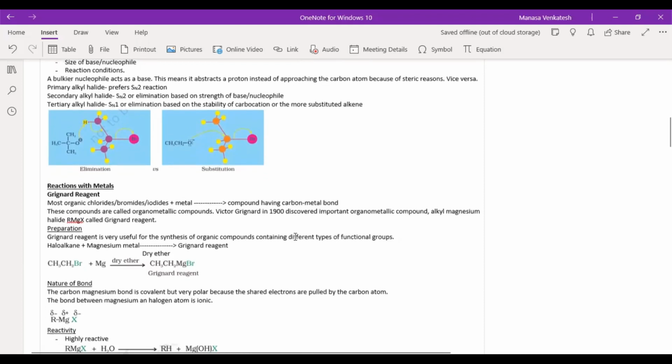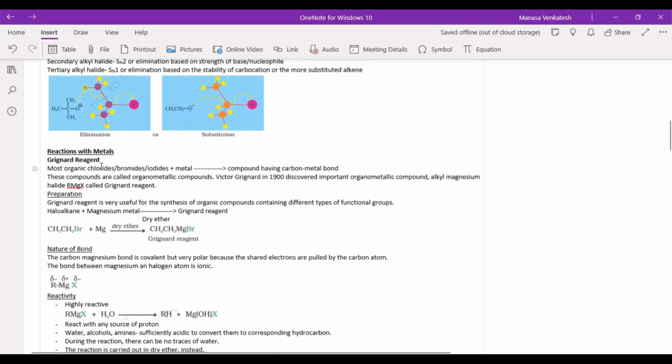Let's look at the reaction with metals. Now, the Grignard reagent is one of the most commonly learned preparatory compounds for any functional group. If you look at your textbook also, you'll have a Grignard reagent being used for the synthesis of an alcohol, because of its versatility.